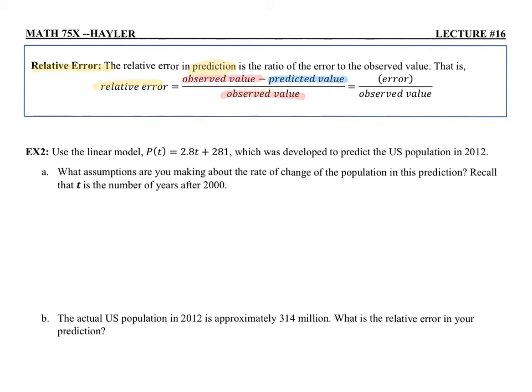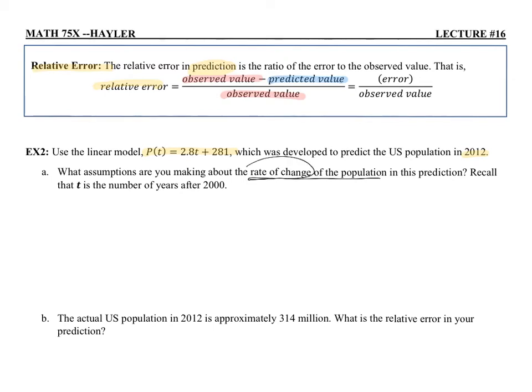Alright, so let's take a look at an example. Use the linear model P of t equals 2.8t plus 281, which was developed to predict the U.S. population in 2012. Once again we're using a prediction. A. What assumptions are you making about the rate of change of the population in this prediction? Recall that t is the number of years after 2000.